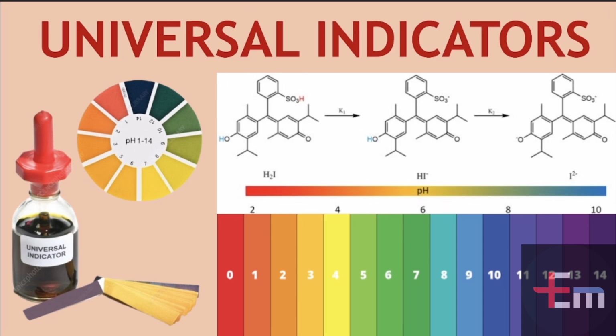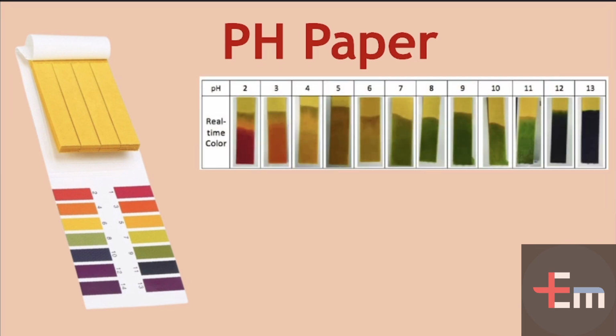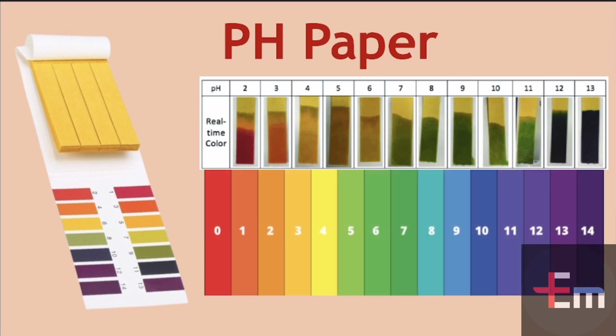There's another thing called pH paper, which works quite similar to the universal indicator. It is literally a thin piece of paper that changes color when it touches a solution according to its pH, and the color scheme scale is just like the universal indicator.